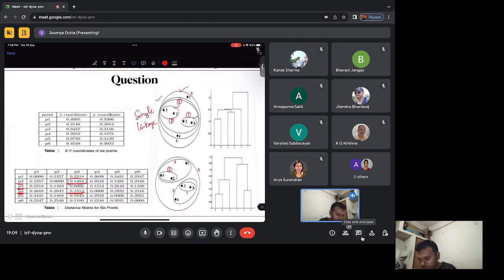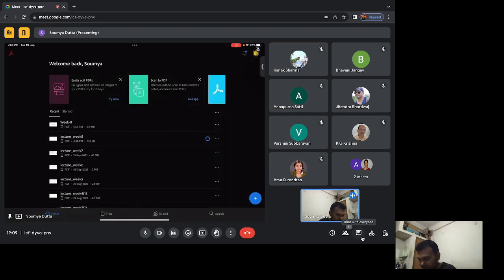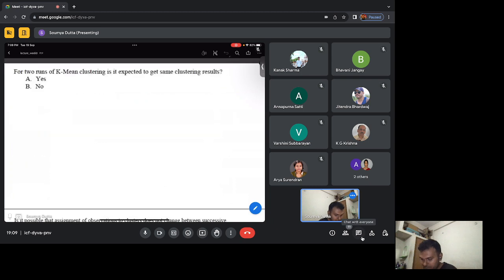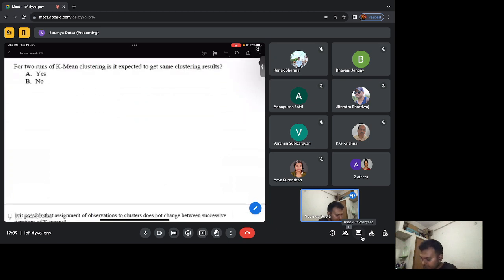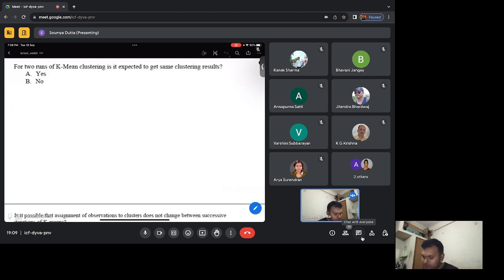Okay, so this is done. Now some very simple questions only. There are 3 or 4 questions. For hierarchical clustering, I think the question that I have given is more or less sufficient. These are also very simple questions.